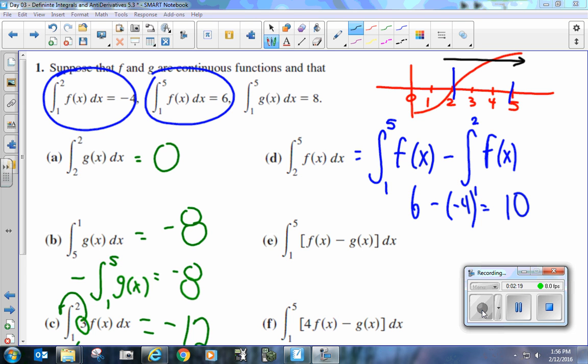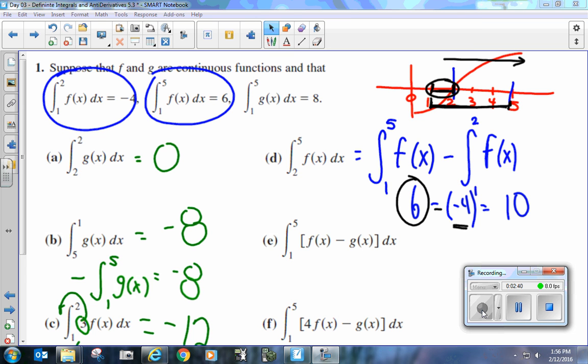We have from 1 to 2, which is from here to here. And then we have from 1 to 5, from here to here. So I take from 1 to 5, which is 6, and I subtract this. I take this away. Subtract what that value is, and I get 10. Okay? You see what I'm saying?